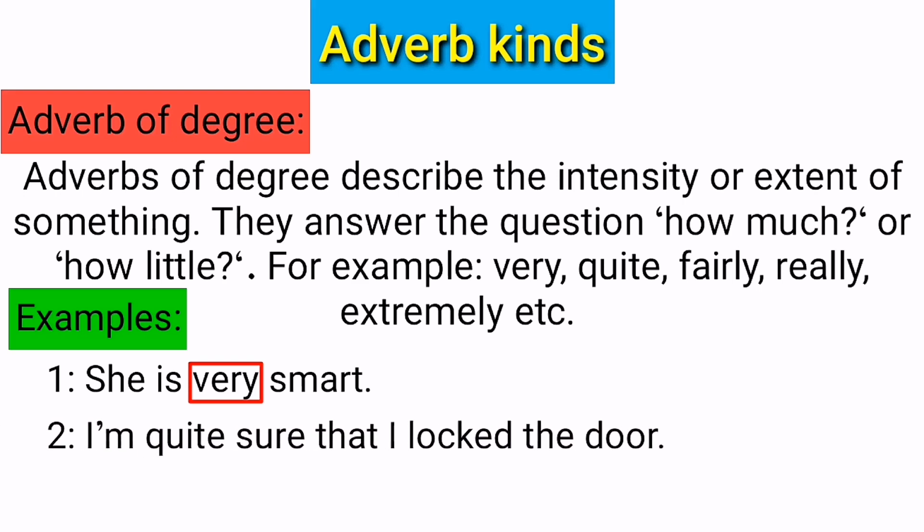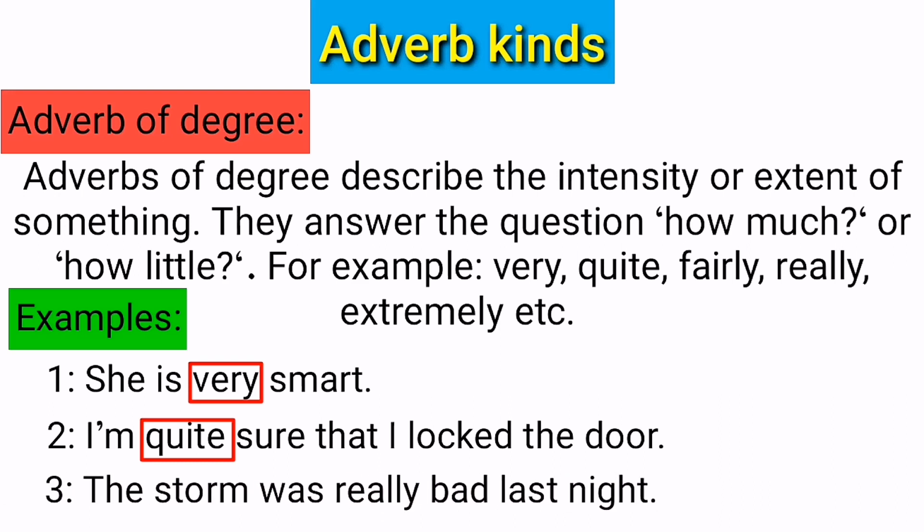I am quite sure that I locked the door. In this sentence, the adverb of degree is quite. It modifies the adjective sure, which means that it tells us how sure the speaker is that they locked the door. The adverb quite softens the meaning of the adjective, so we know that the speaker is quite confident, but not absolutely certain, that they locked the door.